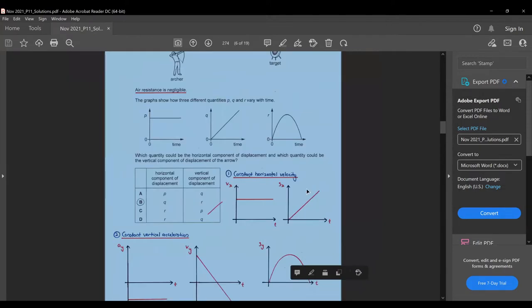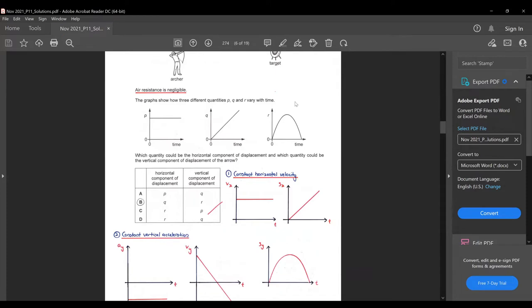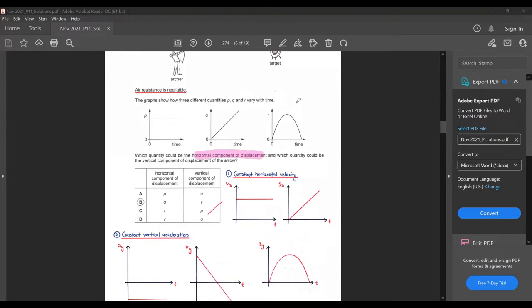So what they want is the horizontal component of displacement. And then the second thing they want is the vertical component of displacement. So you're trying to find out which of these is the correct displacement graph for the horizontal and vertical case. All right. Now, since you notice that this is a projectile motion and they specifically mentioned to you that air resistance is negligible, it usually will tell you two things. The first thing it will tell you is that you will always have constant horizontal velocity. The second thing it will tell you is that you will have constant vertical acceleration. So horizontally is constant velocity, vertically is constant acceleration. So based on this fact, you can just try and see from here, no?